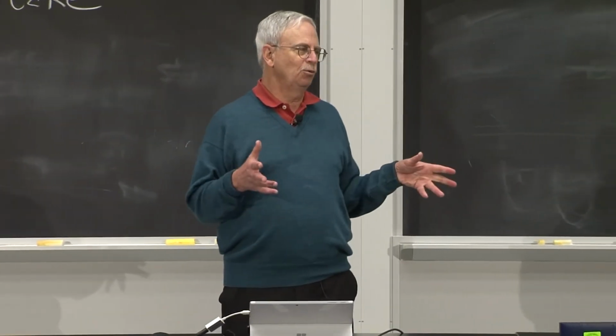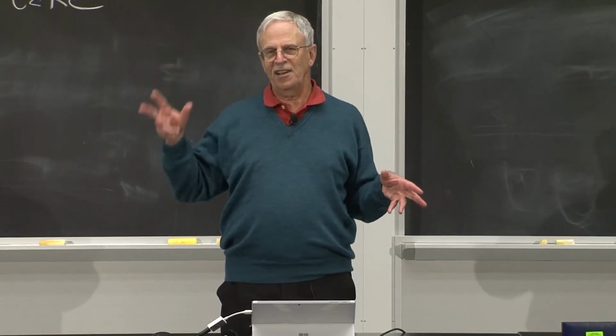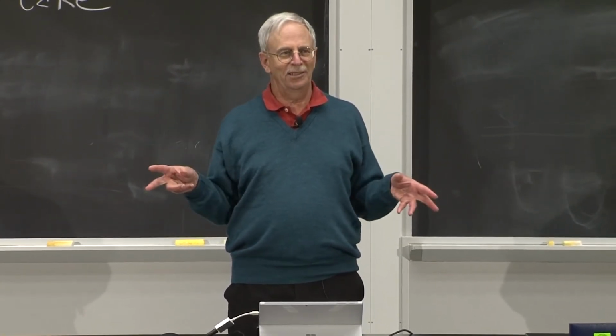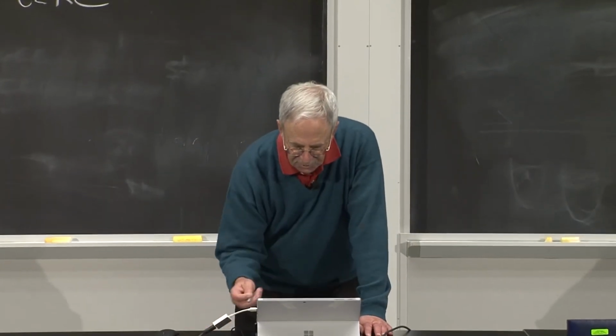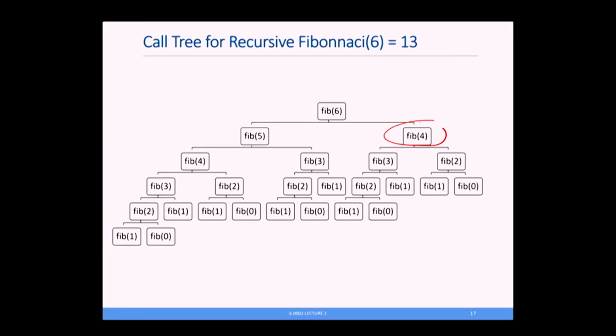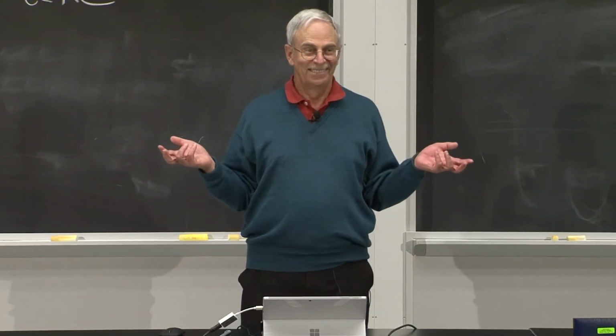It's bad enough to do something once, but to do the same thing over and over again is really wasteful. If we look at this, we'll see, for example, that fib 4 is being computed here, and fib 4 is being computed here. Fib 3 is being computed here, and here, and here. Do you think we'll get a different answer for fib 3 in one place than we get in the other place?